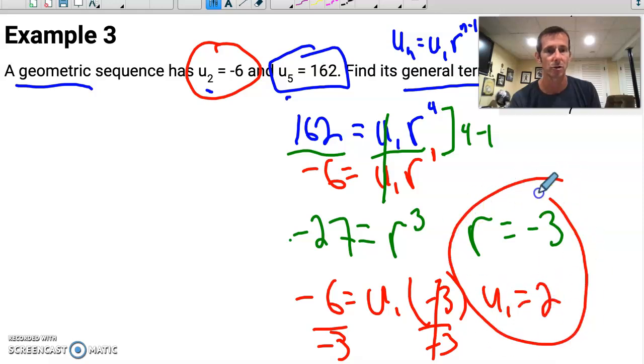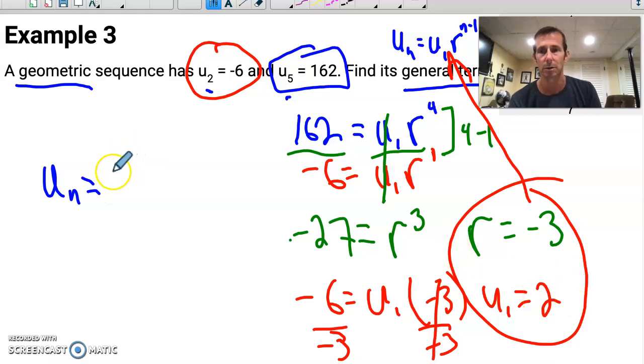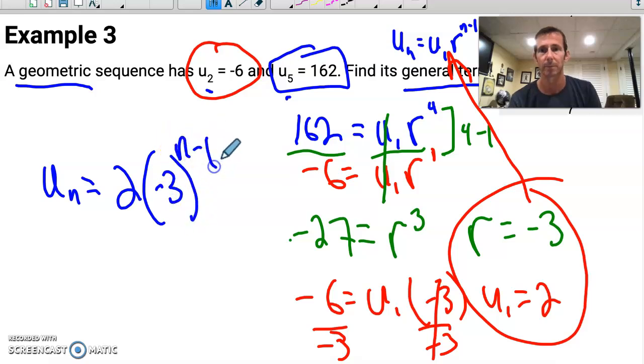That's all the information I need to be able to write this. So now I know u sub n is the first term, which is 2, times the common ratio, which is -3, to the n minus 1. And if I put a 2 up here to check and make sure this is right, then this would be 2 minus 1, which is 1, -3 to the first, times 2 is -6. That's correct, and I'm good to go.